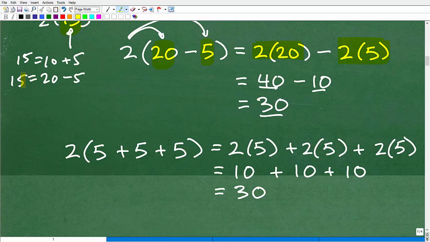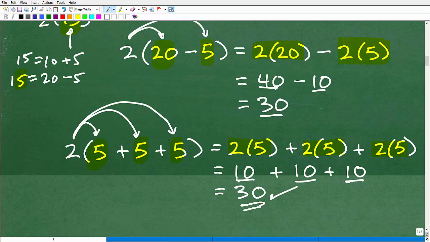We'll do 15 as 5 plus 5 plus 5. 5 plus 5 plus 5 is 15. So I can break up this number into as many different sums or differences as I want. I could be as creative as possible. So I can go 2 times 5 plus 2 times 5 plus 2 times 5, and of course 2 times 5 is 10, so that's 10 plus 10 plus 10, and all these 10s together is 30.